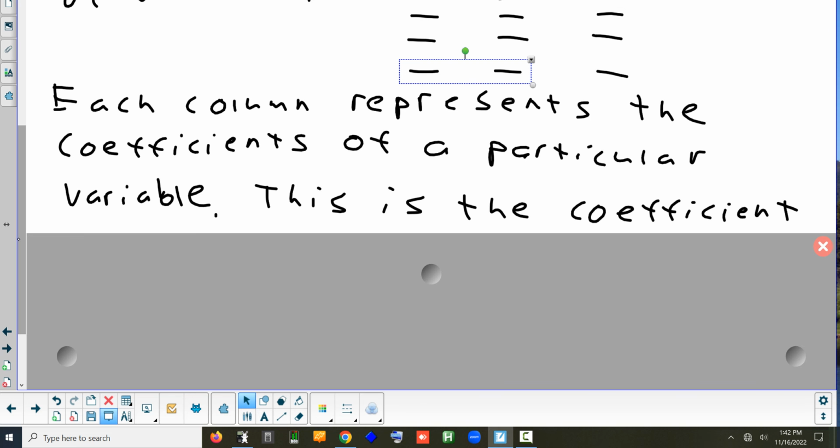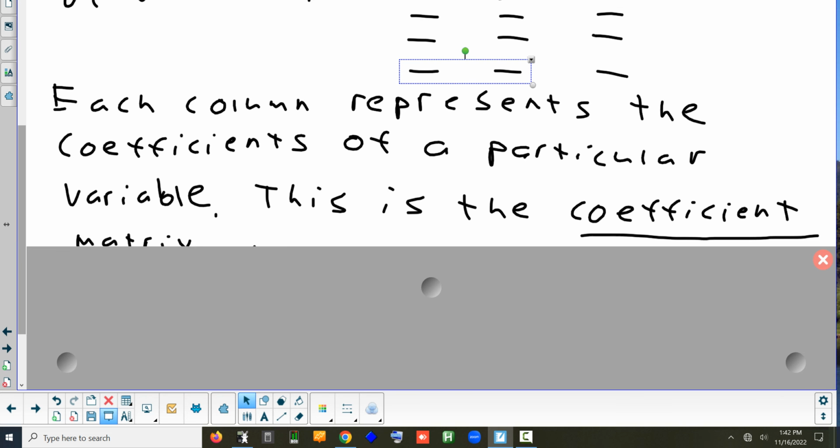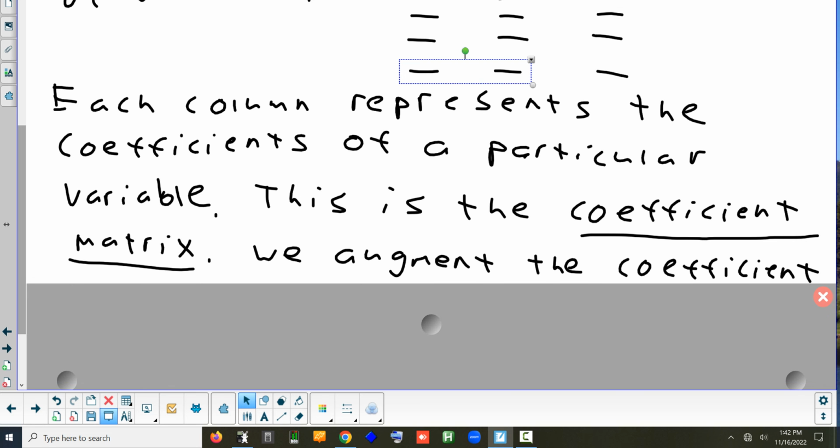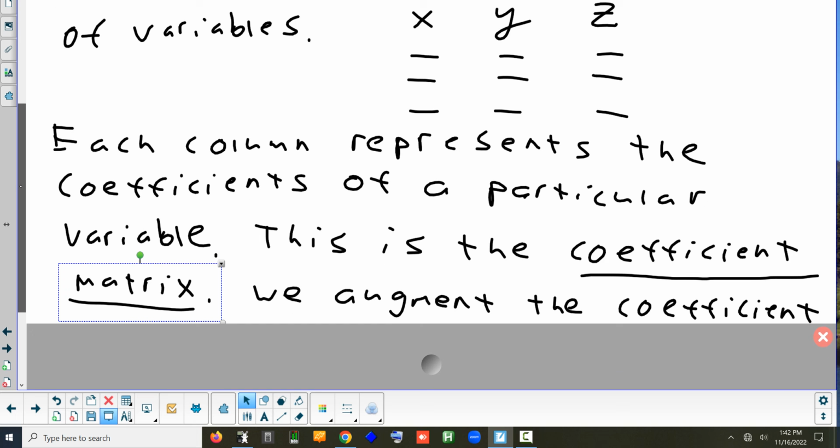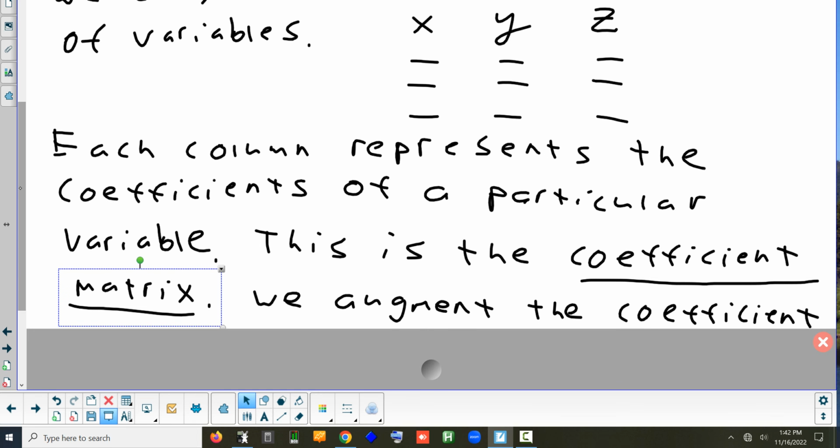All those numbers that are in front of the letters, those are called coefficients. When you organize all the coefficients into a matrix, we call it a matrix of coefficients. It's just all the numbers that were in front of the variables. Now, if that's all you write down, just the numbers that were in front of the variables, then you're going to be missing something.